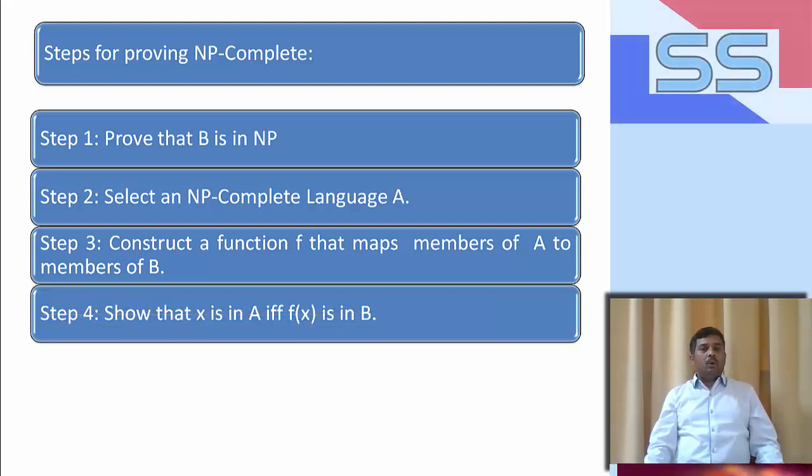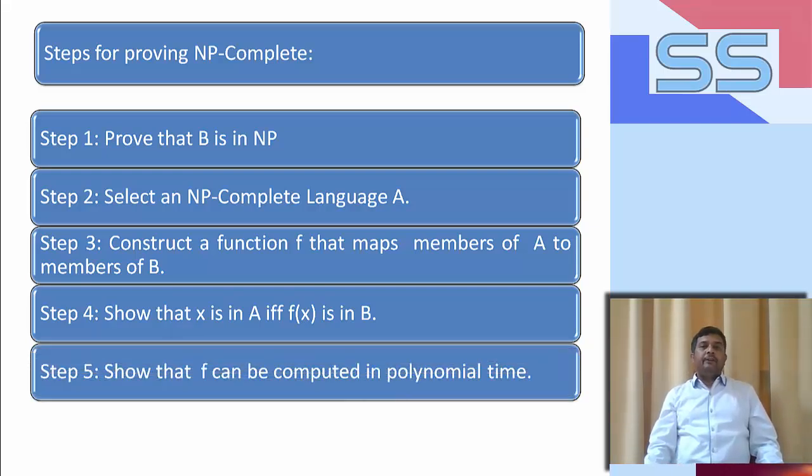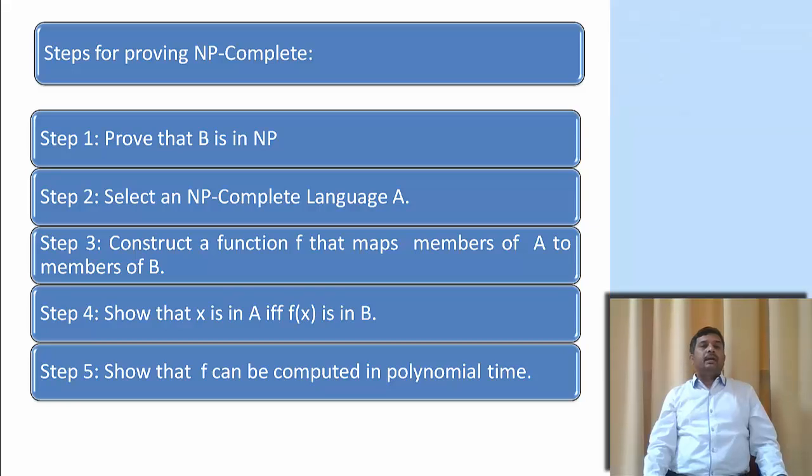In step 4, we have to show that x is in A if and only if f of x is in B. It means if f of x is in B, then x is in A, and if x is in A, then f of x is in B. And lastly, we have to show f can be computed in polynomial time. If these 5 steps are satisfied, then we can prove any problem to be NP-complete.